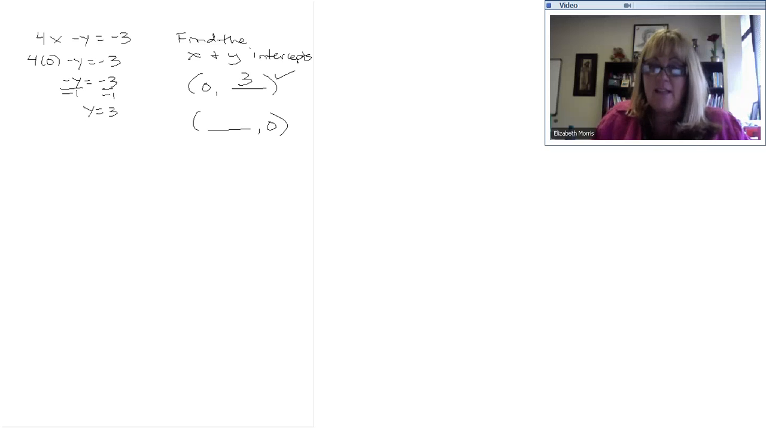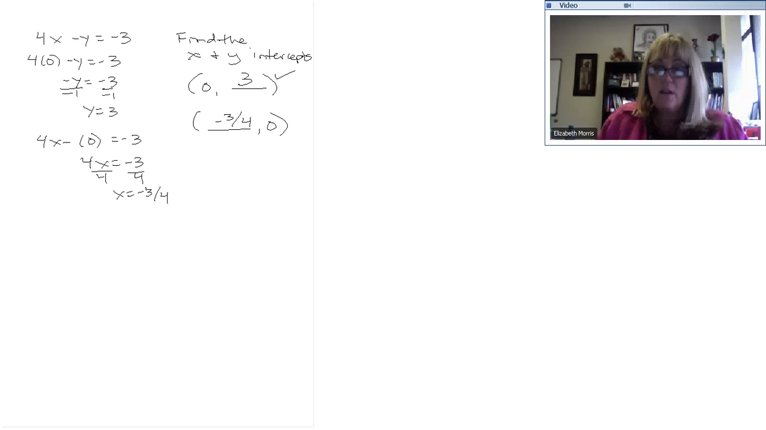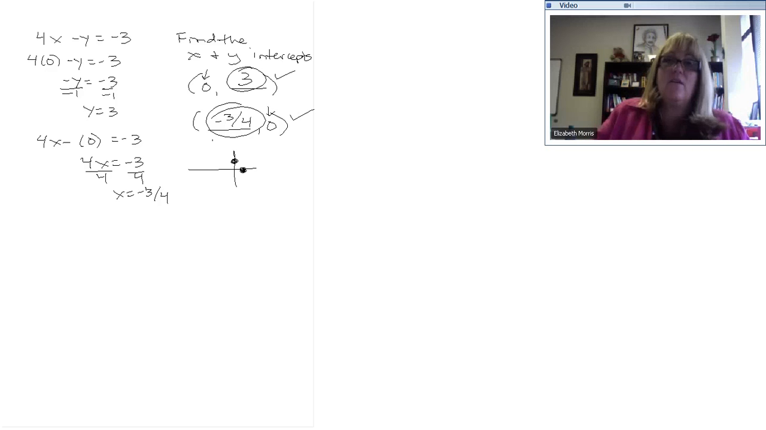Now, what is the x-intercept? Make y equal to 0. 4x minus 0 equals -3. So 4x equals -3. Divide by 4, and x is -3/4. That's the x-intercept. When they ask you for x and y intercepts, they're asking you to make x equal to 0 and solve for y, make y equal to 0 and solve for x. They're asking for the points that are on the x and the y axis, called the intercepts.